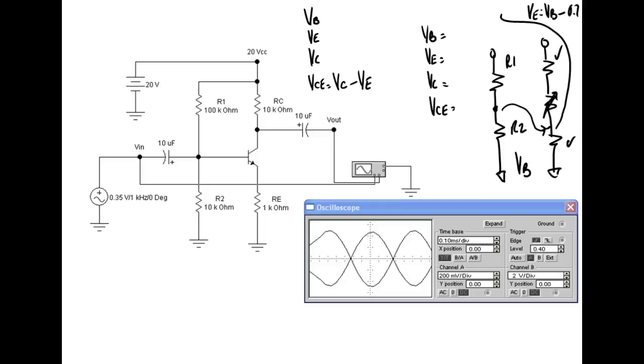There's a 10K right there. What's the color code? 100K, I'm sorry. Yeah, brown, black, yellow.